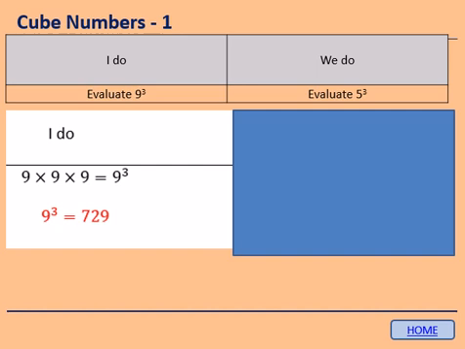Okay, so the second I do and we do. First off, we start with the I do, which is 9 to the power of 3. Remember that this little 3 means 9 times 9 times 9, 3 times. So if we calculate that, we get 9 times 9 makes 81, times 9 makes 729. Please pause the video here and copy down the I do and then try the we do for yourselves.